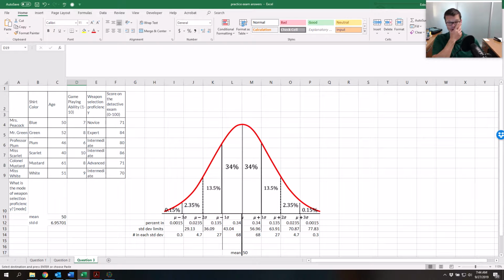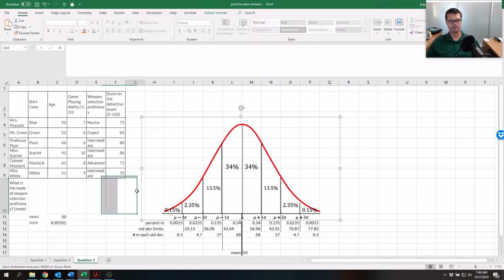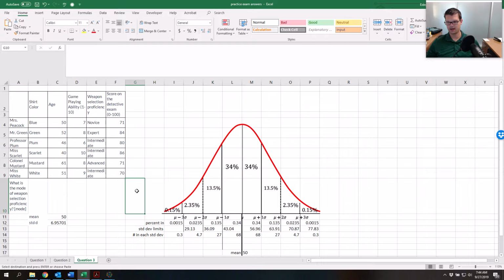In this lecture, I am going to show you all how to take the data from question 3 and calculate the standard deviations and the number of individuals that would be within each standard deviation. So right here, we have Miss Peacock, Mr.